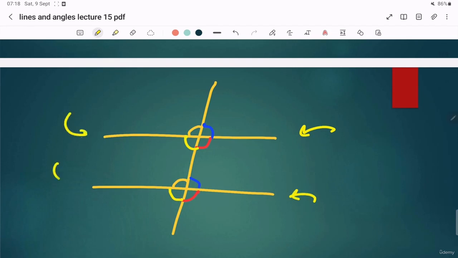So this is one way to find out whether two lines are parallel or not. Just check whether corresponding angles are equal or not. If corresponding angles are equal, then these lines have to be parallel.